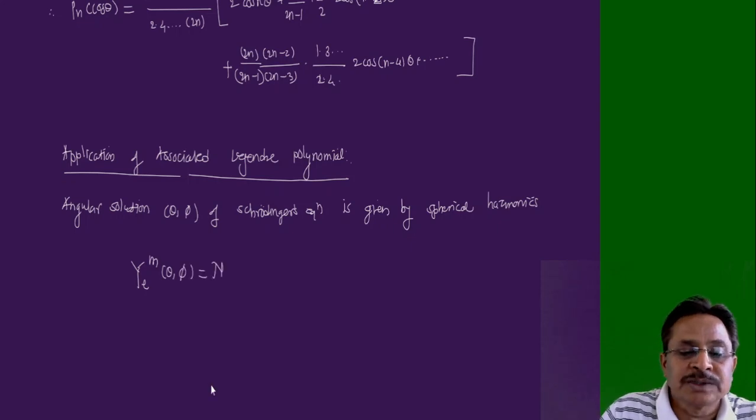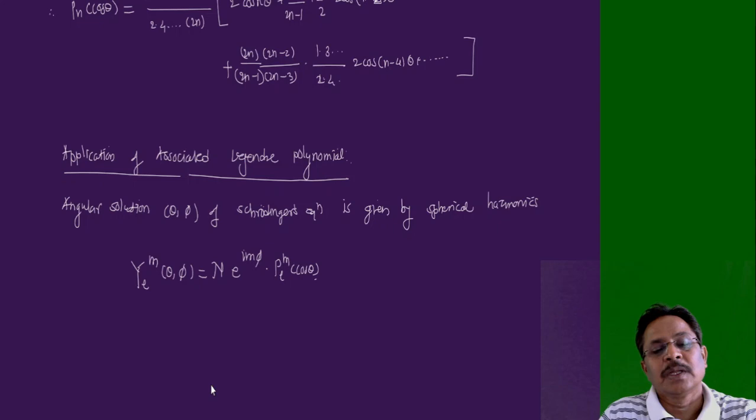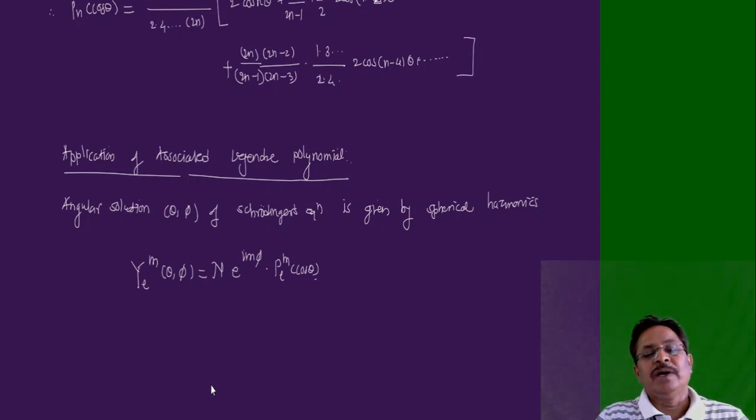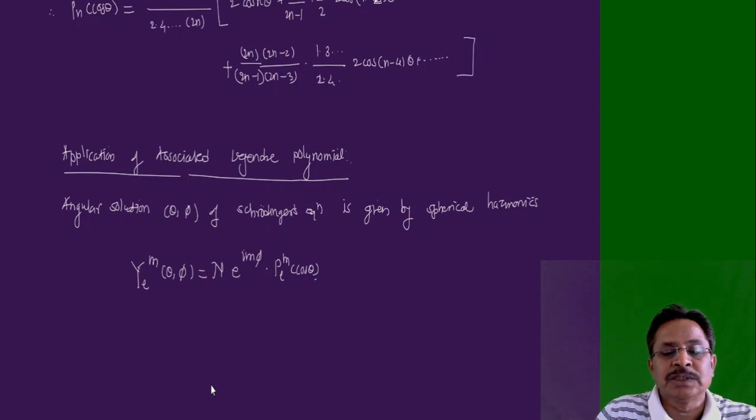N is the normalization constant. Then it is multiplied by e raised to i m phi, that is the phi part solution, multiplied by P_LM of cos theta. Y_LM of theta phi is equal to N times e raised to i m phi into P_LM of cos theta. So, as earlier, this is your associated Legendre polynomial.